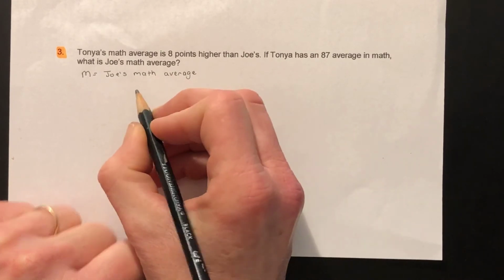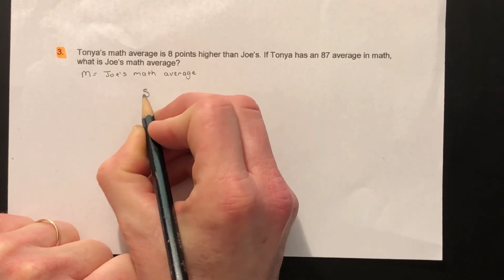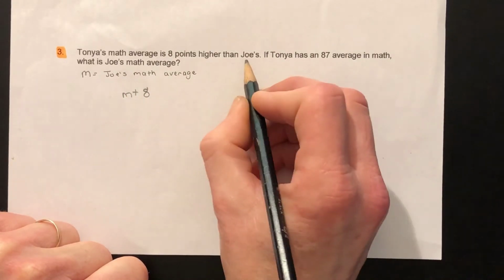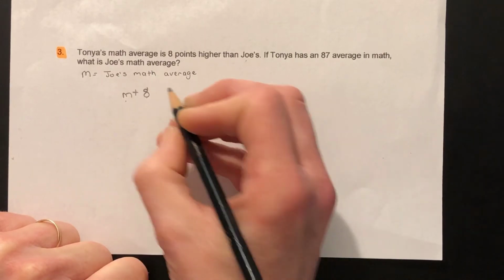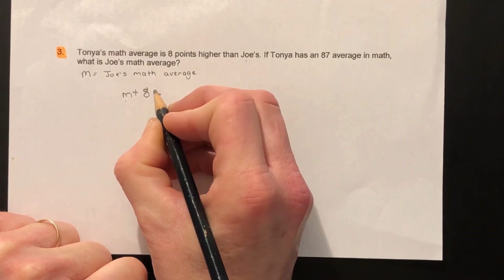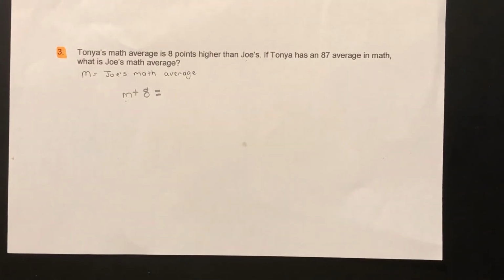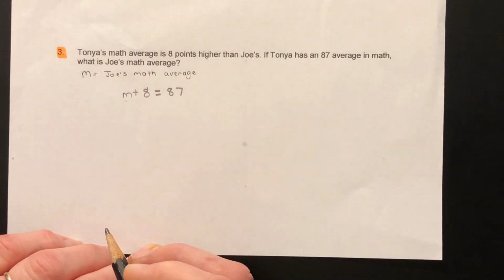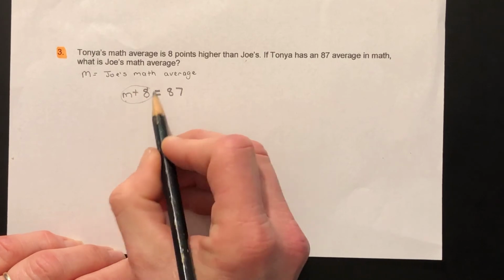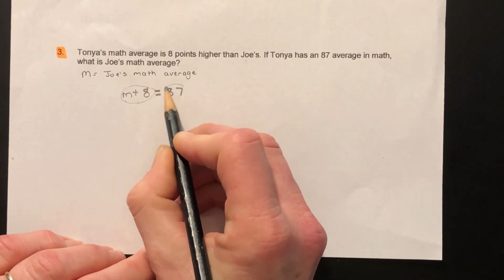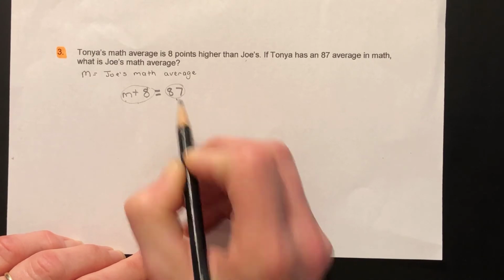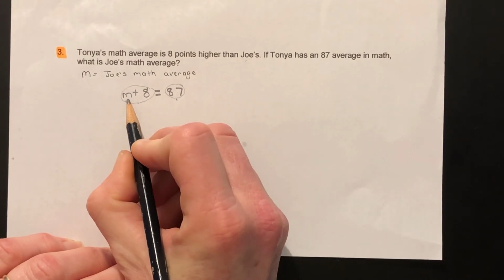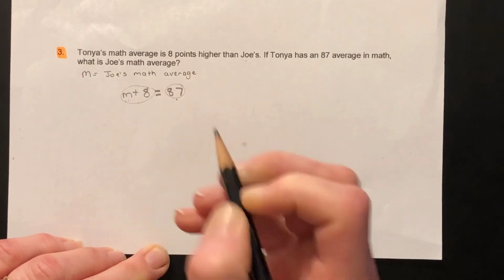So Tanya's description is that it is 8 points higher than M. So we'll do M plus 8 more. Whatever Joe's is, hers is 8 points higher. And that equals her average, 87. Here's a description of Tanya's math average compared to Joe's. Here is Tanya's math average. We'll solve this, and the M will tell us what Joe's math average is.